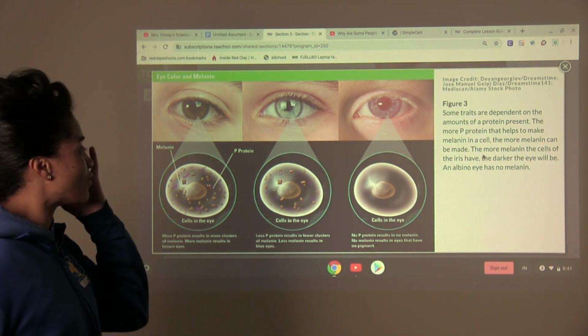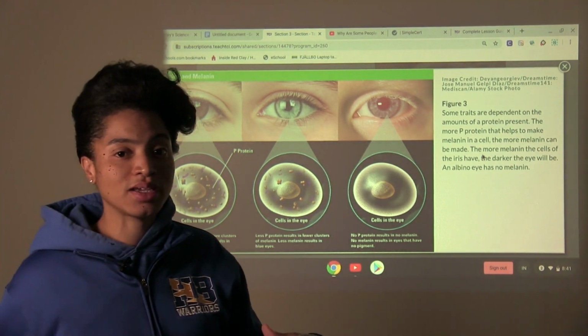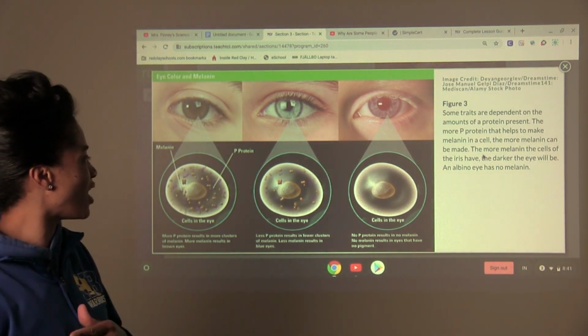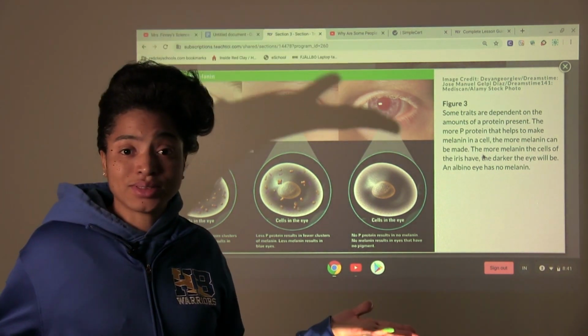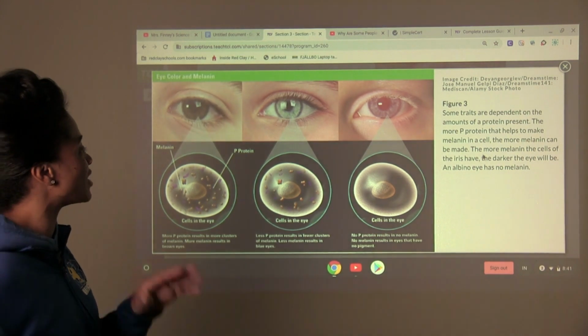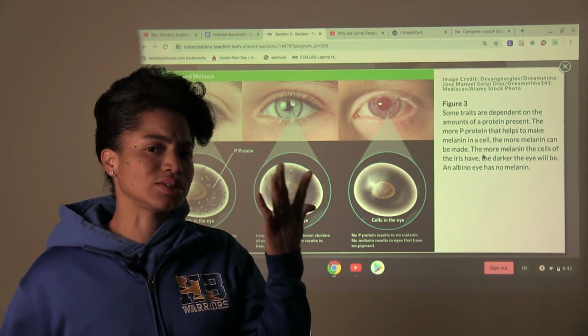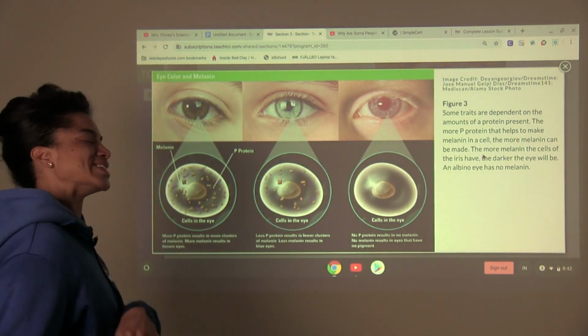All right. So if you have a dark iris, then you have a lot of what? P protein. All right. Check this out. If you have a light iris, then you have a little less P protein. All right. So we have an understanding as to why our eye color looks the way it looks. Right. So it all comes down to the protein.